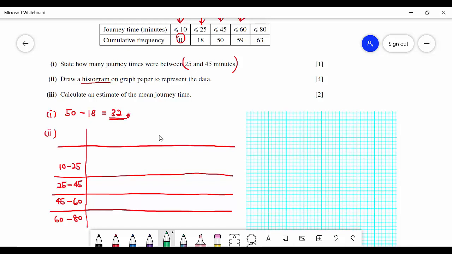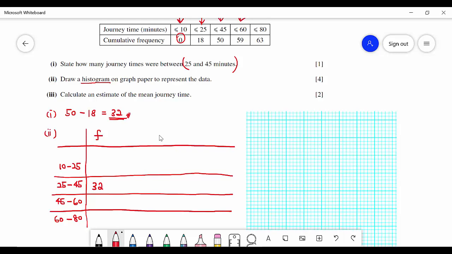After that, I'm going to get the frequency from the cumulative frequency table. As you already know, if you want to get back the frequency value, you have to take the later cumulative frequency minus the previous one. As an example for part 1, the frequency for the class 25 to 45 is 32. So you can put 32 here. You do the same thing for the other classes.